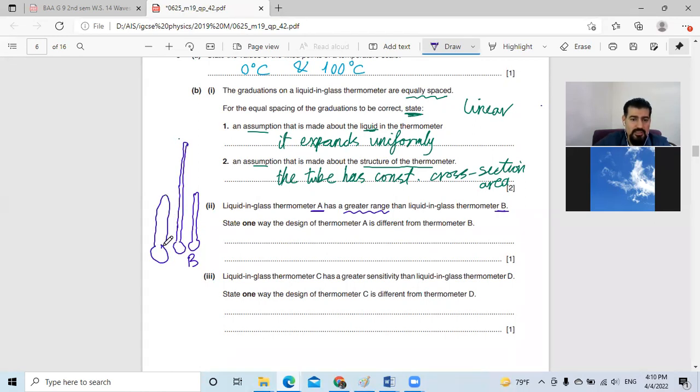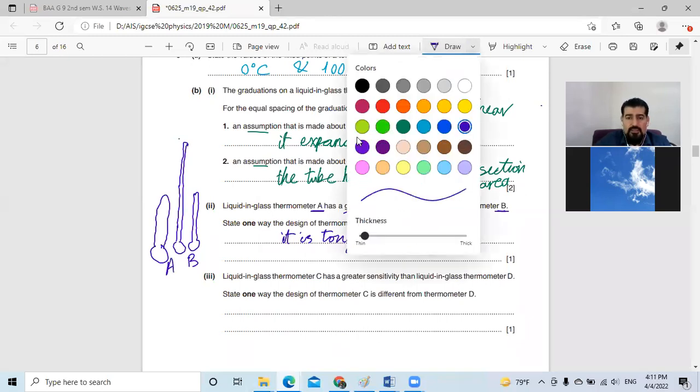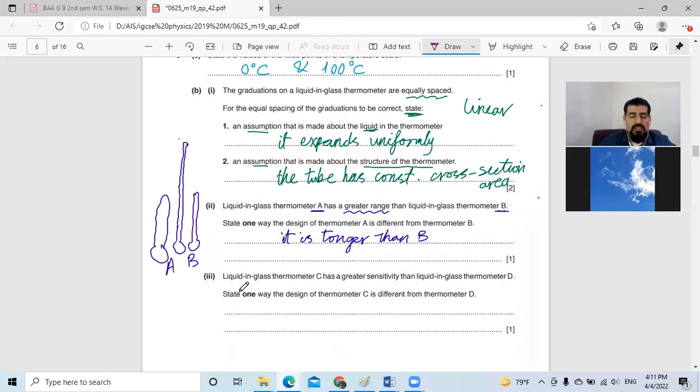The tube here will be thicker. So state one way the design of thermometer A is different. It is longer than B. As simple as this. Then what they ask here: the liquid in a glass thermometer C has a greater sensitivity than liquid in thermometer D.